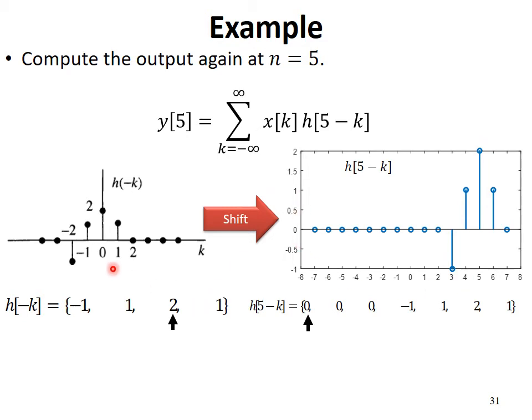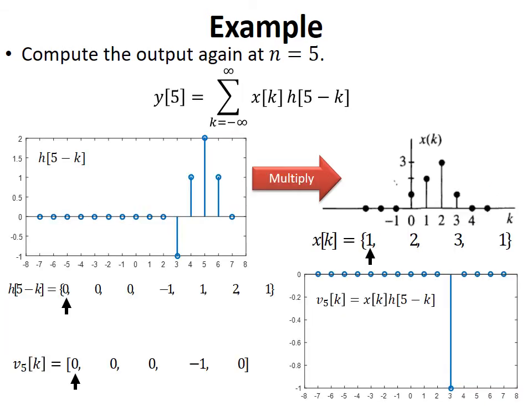So the sample which is at 0 now would be at 5, and likewise all the samples would be delayed by 5 units, and as a result you will get this sequence h of 5 minus k equal to 0, 0, 0, -1, 1, 2 and 1. Now multiply h of 5 minus k with x of k, right?